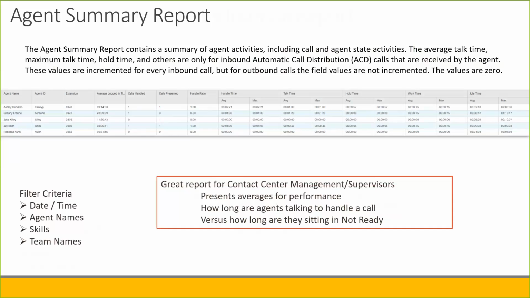And let's talk through a specific situation, right? Let's talk through a higher than average handle time, right?